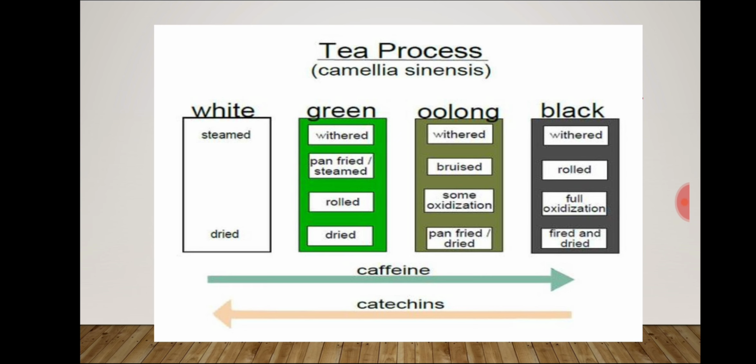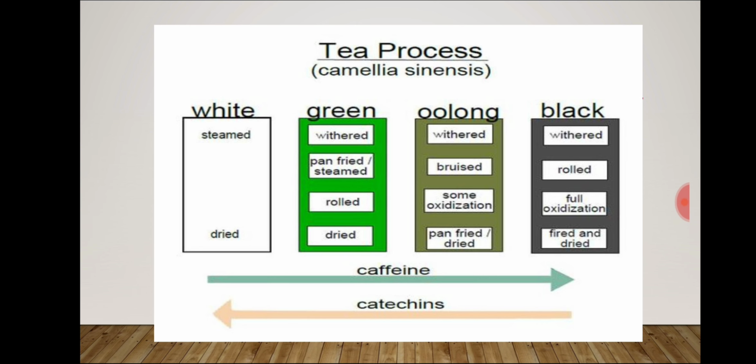White tea processing steps: it is steamed and then dried. Green tea is first withered, pan fried or steamed, then rolled and dried. Oolong tea is withered, then bruised. Some oxidation is also involved. Pan fried, dried.